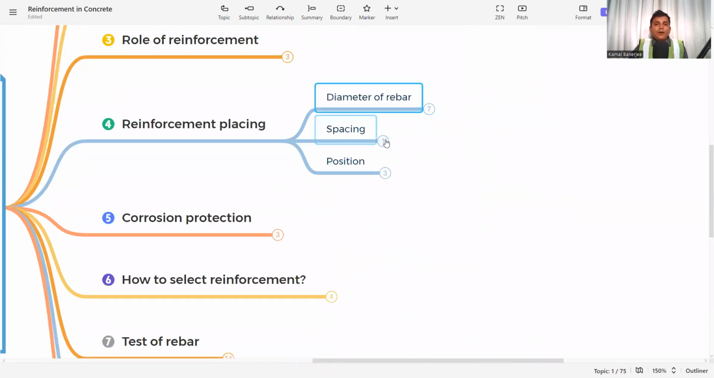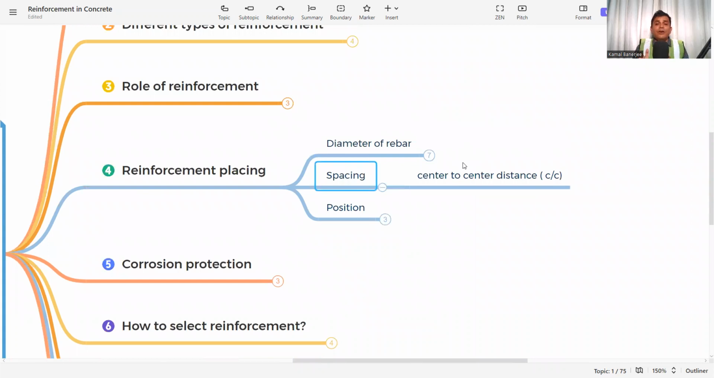Then spacing. Now what is spacing? The spacing is the distance between the adjacent steel bars, or the center to center distance. Now in the concrete, we cannot place two or three reinforcement bars together, then again a huge gap, and again 4-5 bars. It's not like that. It should be uniformly distributed because the load is distributed everywhere. The tensile stress will develop everywhere in the member, so it should be distributed equally.